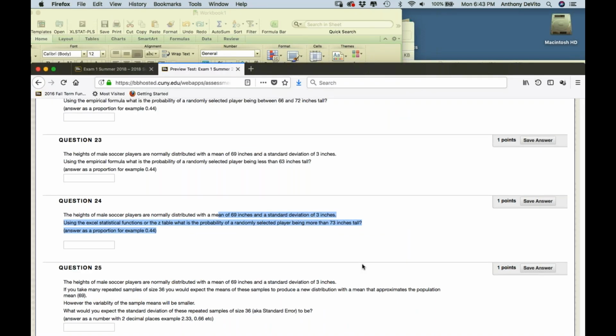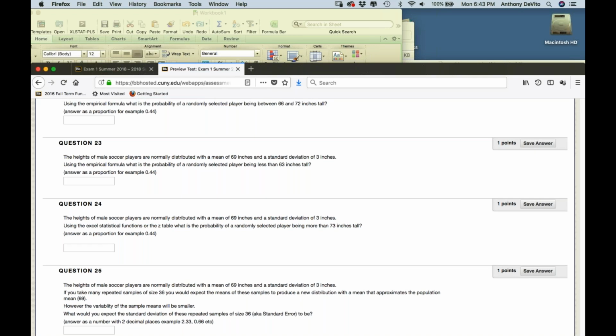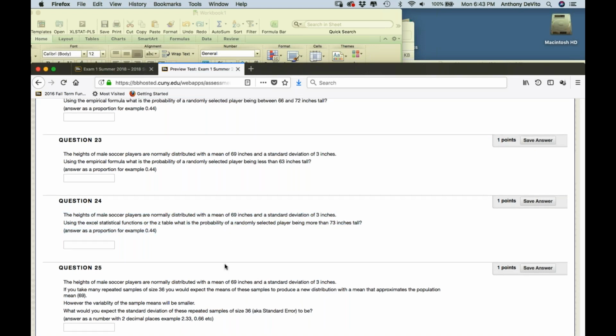Okay, so I hope a couple of you are still awake out there. And we're almost at the end of this. The heights of male soccer players are normally distributed with a mean of 69 inches, so on and so forth. The sigma is 3. If you take repeated samples of size 36, hence our segue into what we're working on next, you would expect the means of these samples to produce a new distribution with a mean that approximates the population mean, 69.